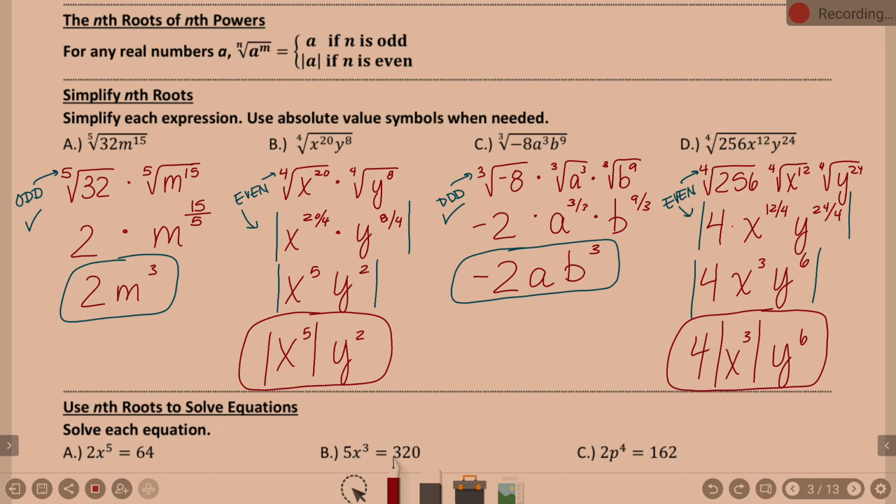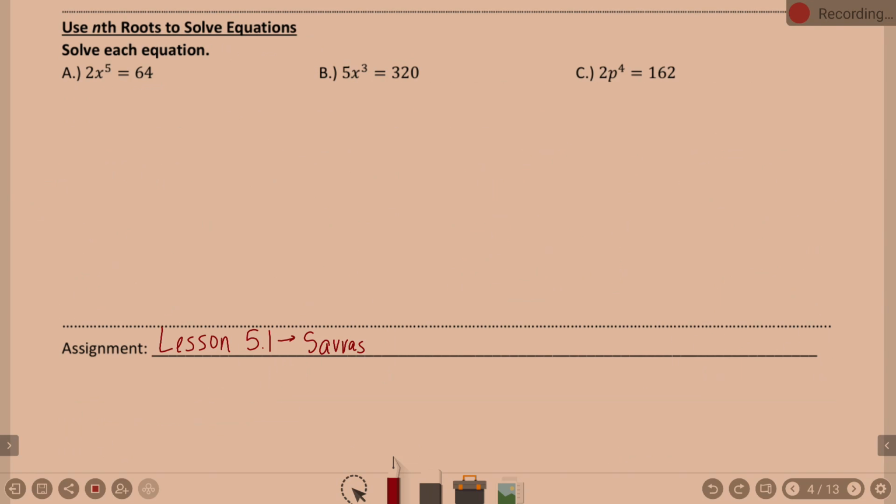Now, I know you guys are looking at me and saying, no way, Mrs. Sargent. Yes way. This last section is easy. Hang with me. You kind of already know what to do. 2x to the 5th equals 64. How do I solve for x?